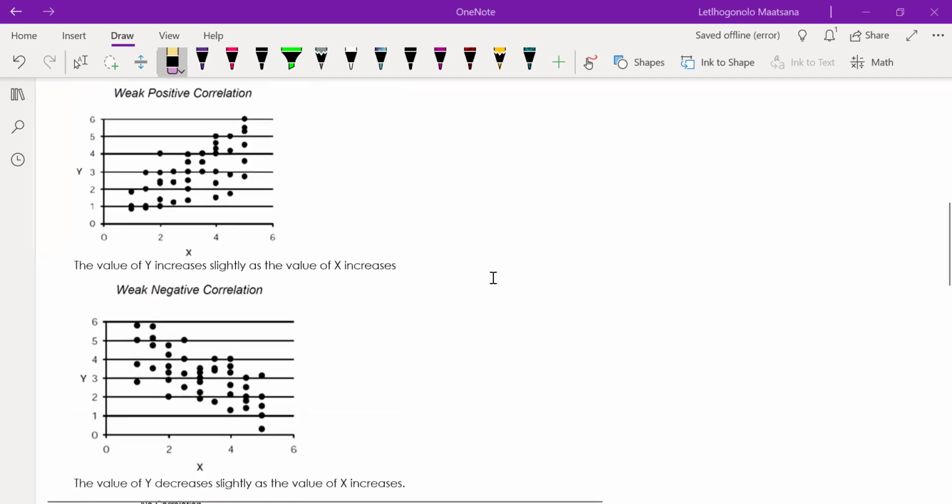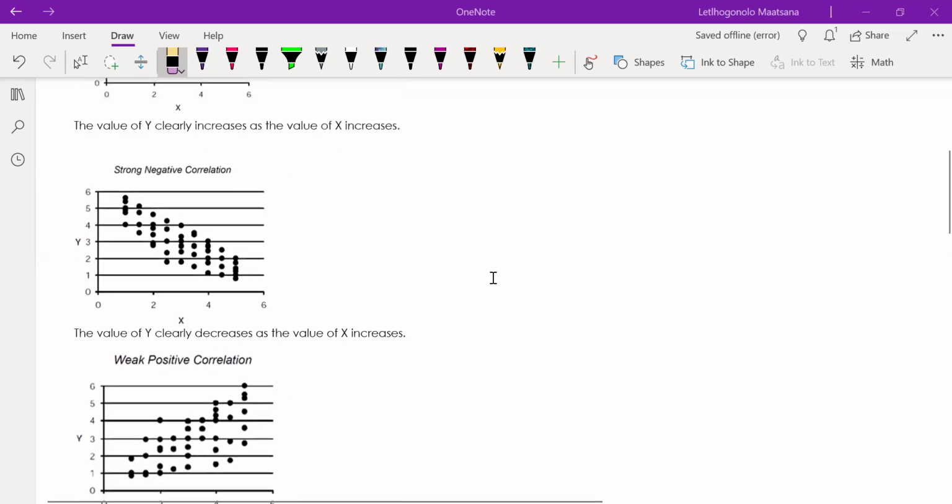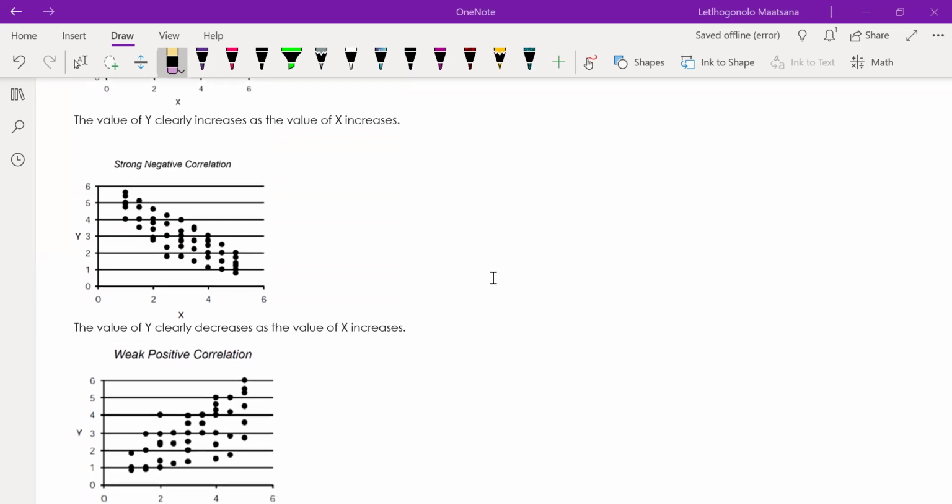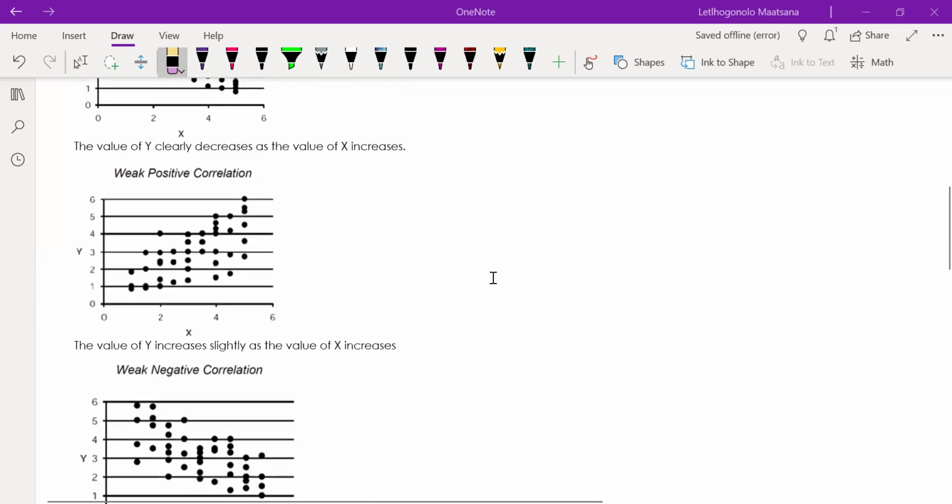We have a weak positive correlation. Here, the relationship is not clearly visible, but you can see that when the x increases, the y also increases.